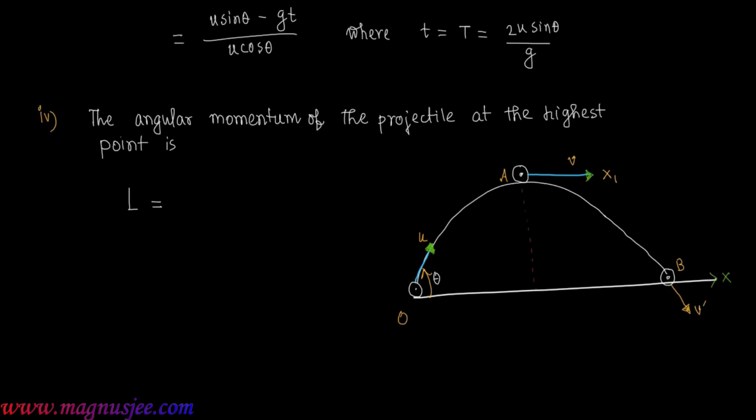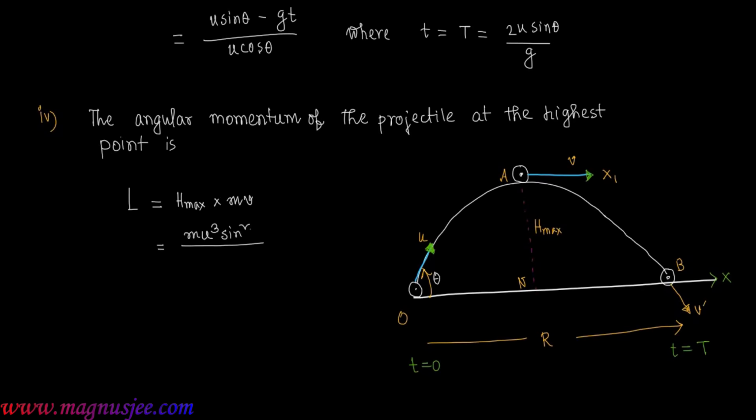And we can draw a normal from the highest point A. AN is the maximum height Hmax. R is the horizontal range of the projectile. At O, t is equal to 0, and at B, t is equal to capital T, which is the time of flight. Now, angular momentum capital L is equal to Hmax into mv, where mv is the linear momentum.